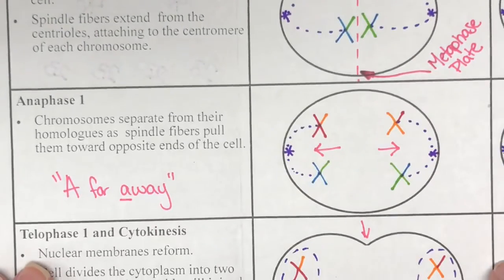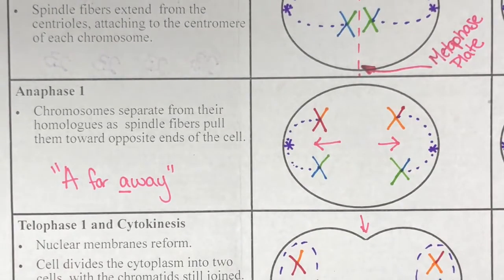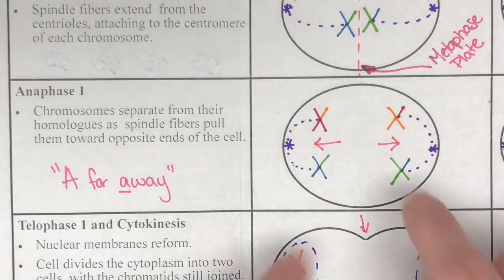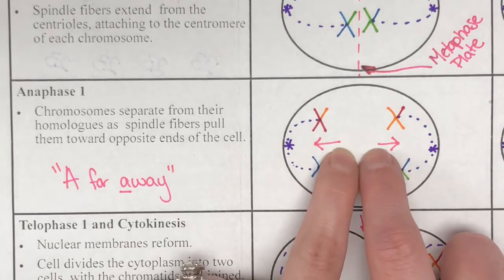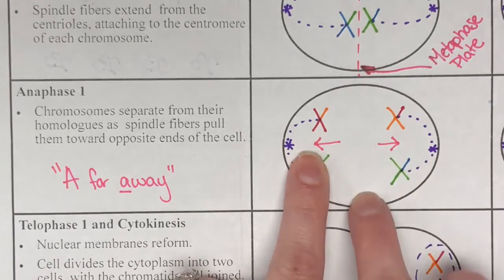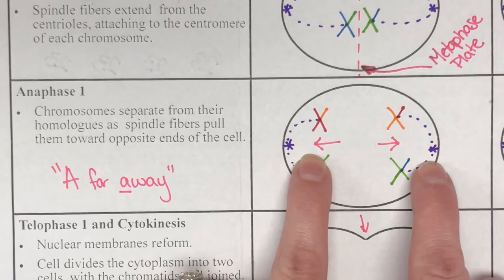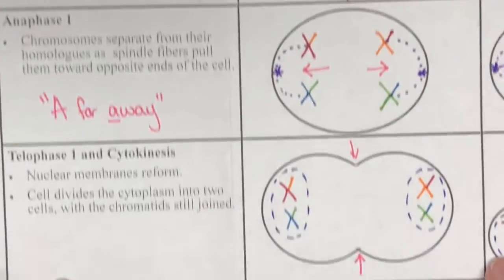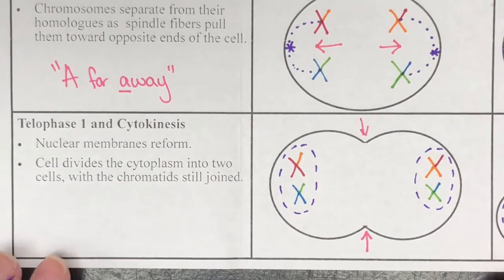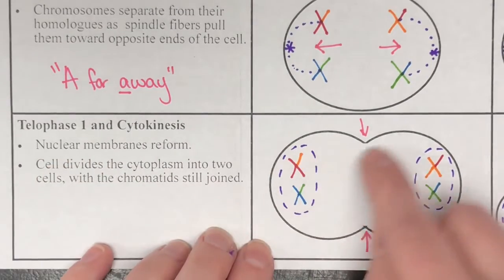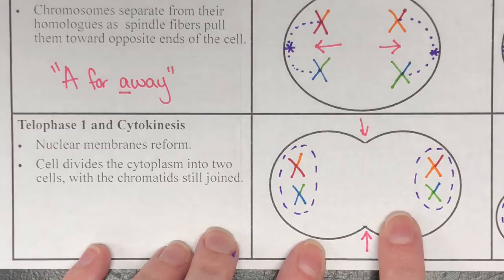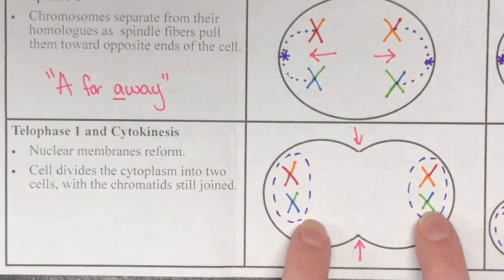Our next phase is anaphase. You can remember that by A for away. I have my imaginary bright pink arrows here to show that these are moving away from the center of the cell towards opposite ends of the cell. And then the last part of meiosis 1 is telophase 1 and cytokinesis. So the nuclear membranes start to reform, and that cell divides the cytoplasm into 2 separate cells.